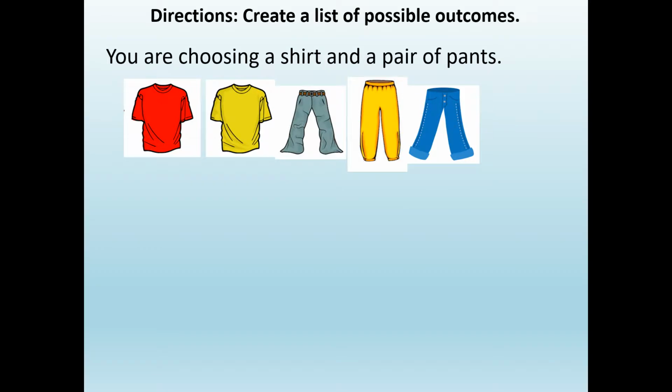Creating a list of possible outcomes. Now here, you notice the directions do not say to make a tree diagram. They do not say to make a chart. You are certainly welcome to do either a chart or a tree diagram, because when you finish either one, you are left with a list of possible outcomes. You are also welcome at this point to just list the possible outcomes.